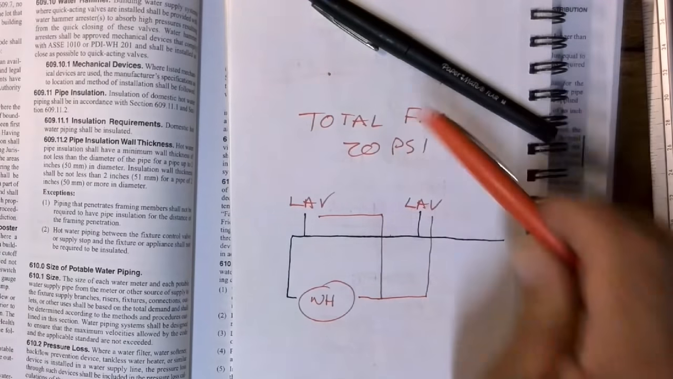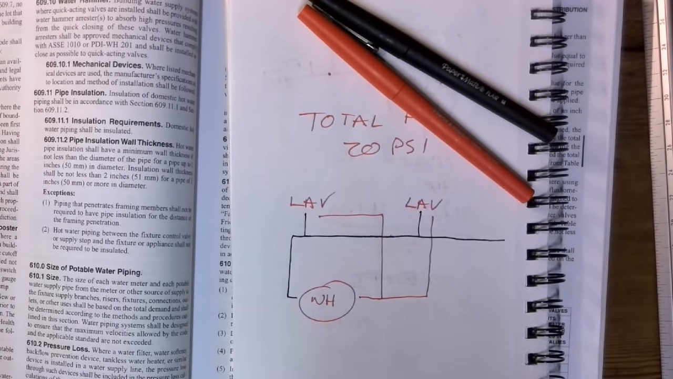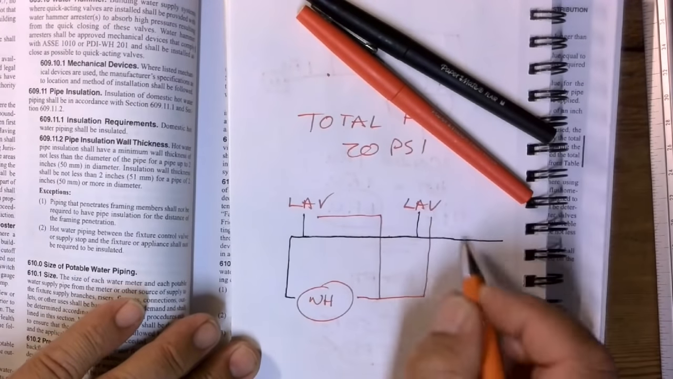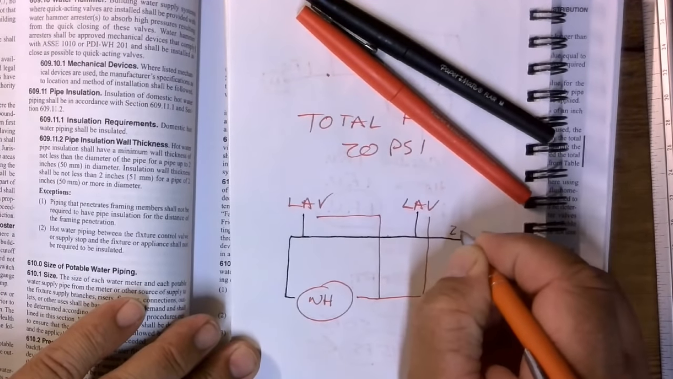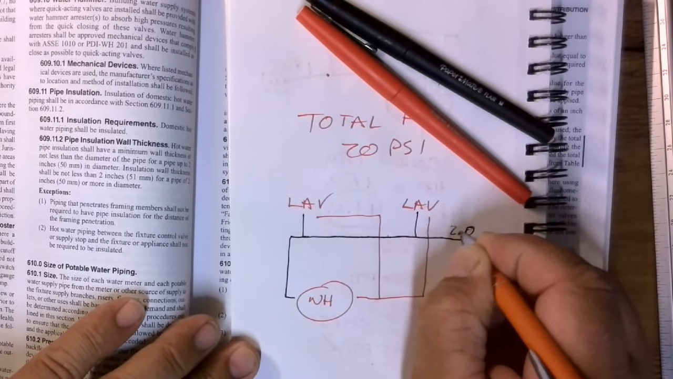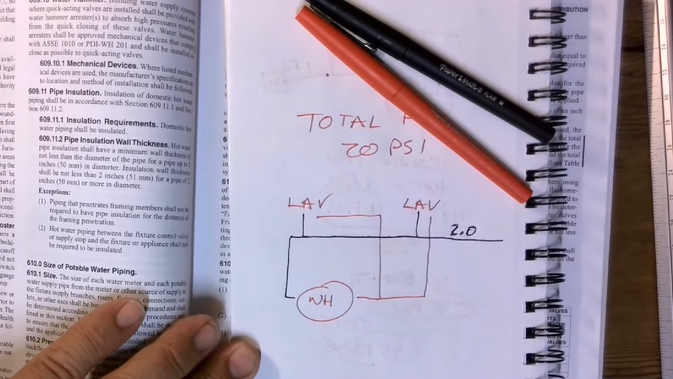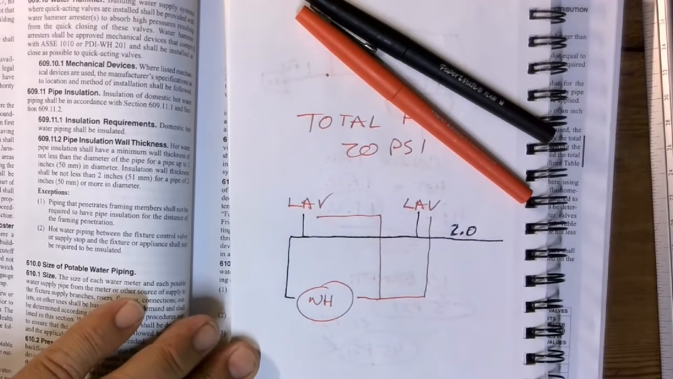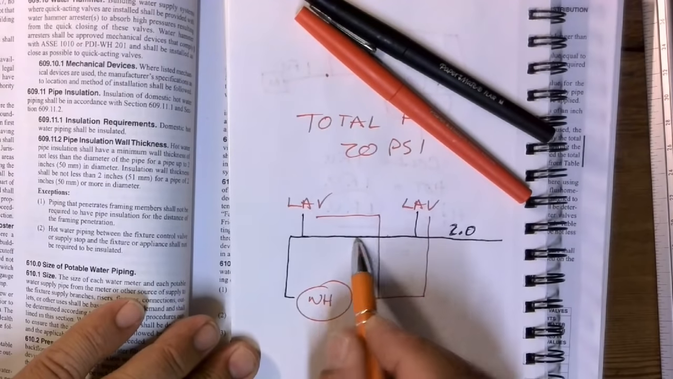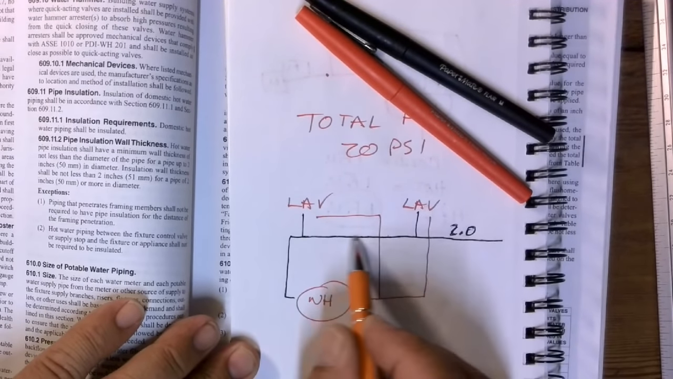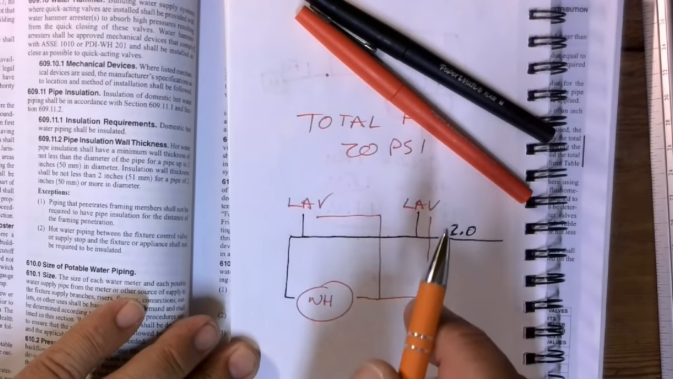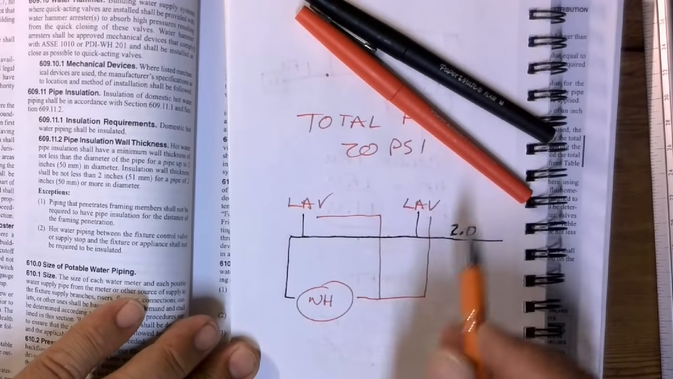So let's do a fixture unit count of what we got. Right here, how many lavs do I have? Two. So that's my fixture unit count right there. How many lavs do I have on this line? I have one lav, right? Because the cold water is coming this way. But, now here's the but.